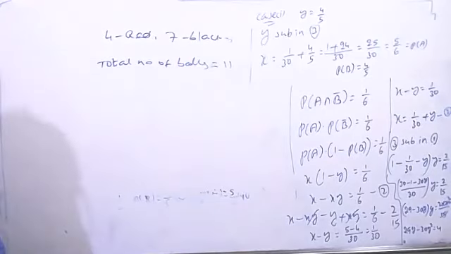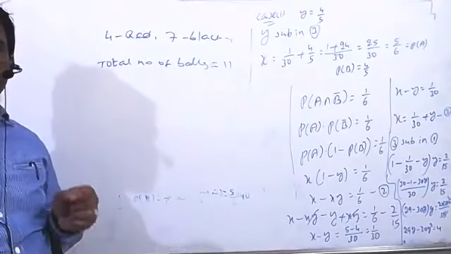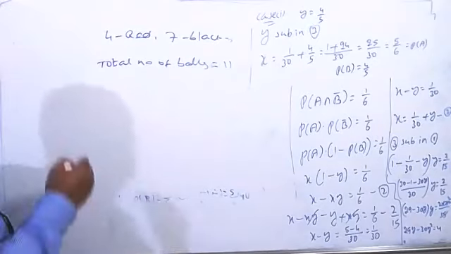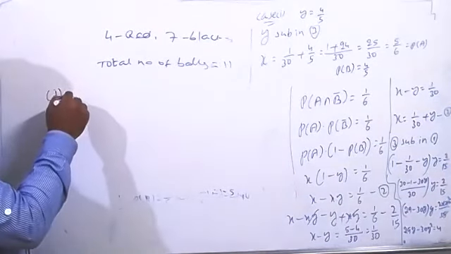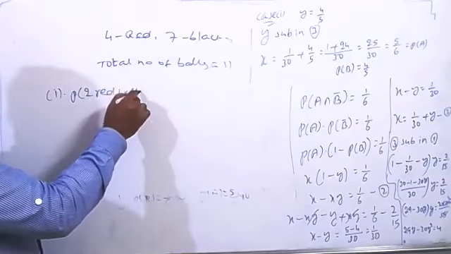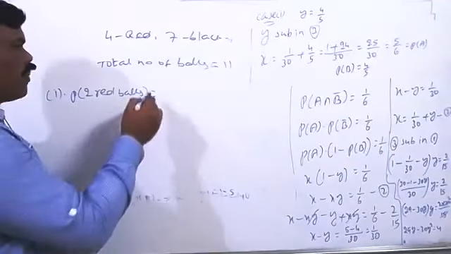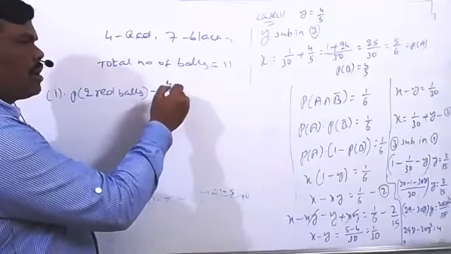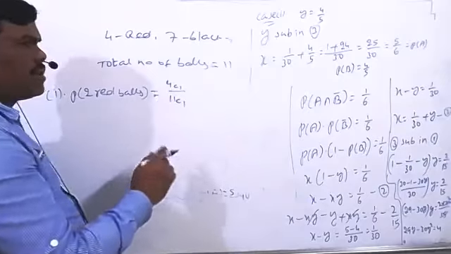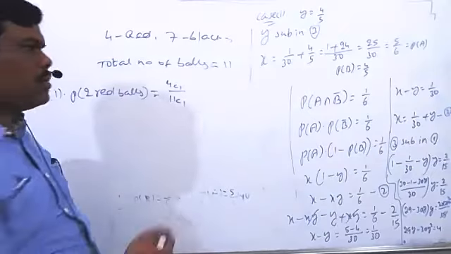Correct now. But here it is with replacement, and they drew the 2 balls, but not at a time. One after the other. Is that correct? So if you take the first one, the probability of 2 red balls in the 2 draws. Should remember that, 2 draws. In the first draw, out of 4 red balls, we are drawing 1 ball, out of 11 balls.